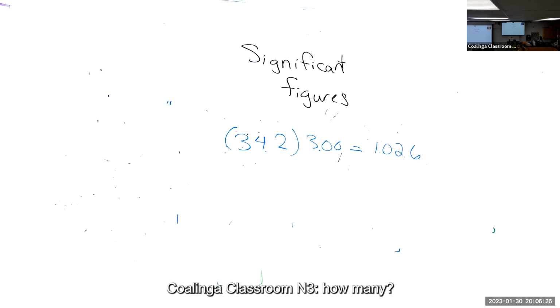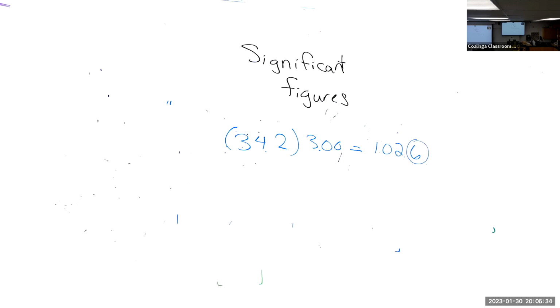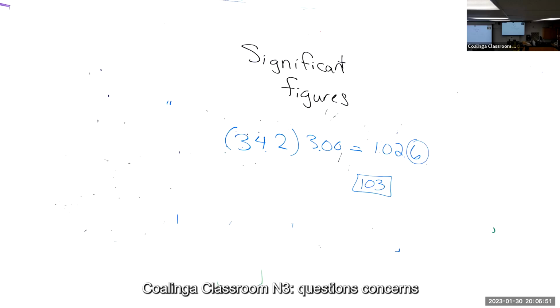Okay, so how many sig figs should we have? You're saying we should have 3 sig figs. So that means that we take this number and we're going to round it up or down. Up. So then my answer should be 103. Okay, everybody got that? Questions, concerns? Okay, so let's do the next one.